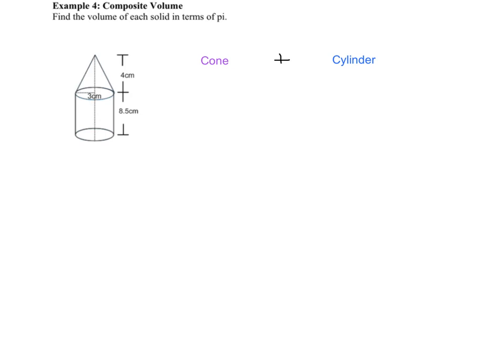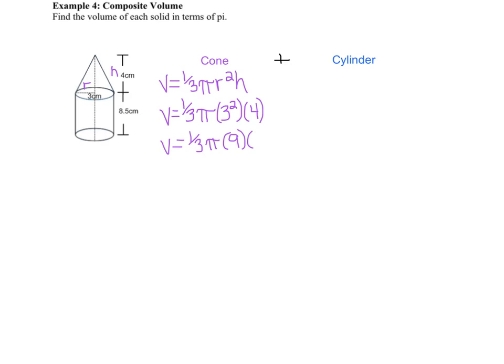So let's first find the volume of a cone. And to find the volume of a cone, volume equals 1/3 pi times radius squared times our height. So for our cone, our radius is 3 and our height is 4. So now let's replace. So we have volume equals 1/3 pi. Our radius is 3 and we're squaring that, and our height is 4. Our next step, we want to square 3, which is 9. So volume is 1/3 pi times 9 times 4.